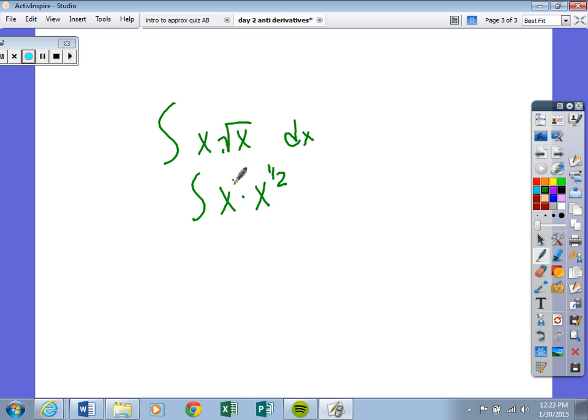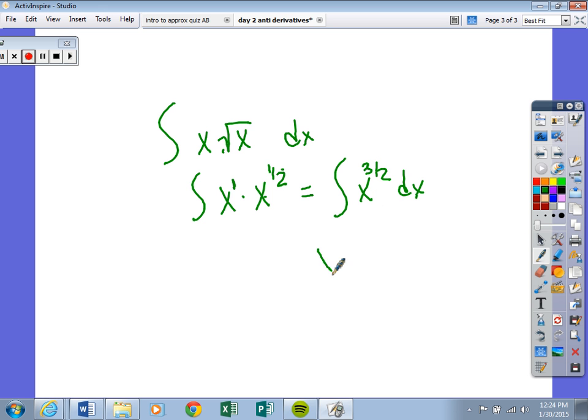Remember, this has a power of 1 on it, and if you have the same base, it's totally legal, and actually, it's the only way to do this problem if you combine them. And when you combine them, you add their exponents. So that's just a rule from Algebra 1, 2, and Pre-Cal. We add those fractions together and get a 3/2, and now you're ready to integrate.